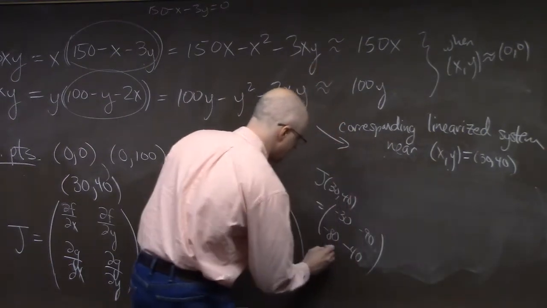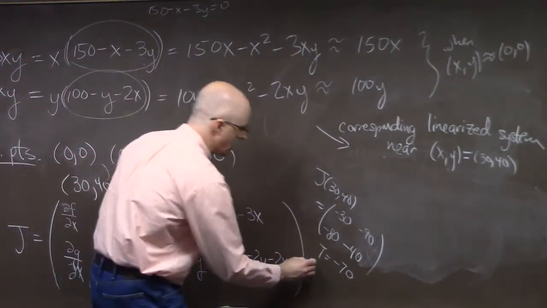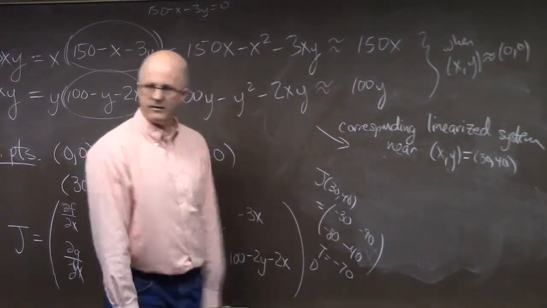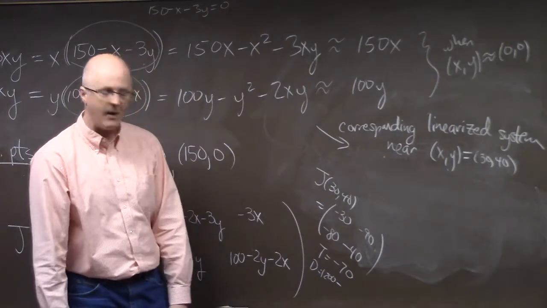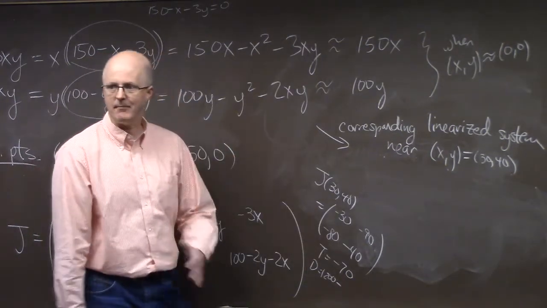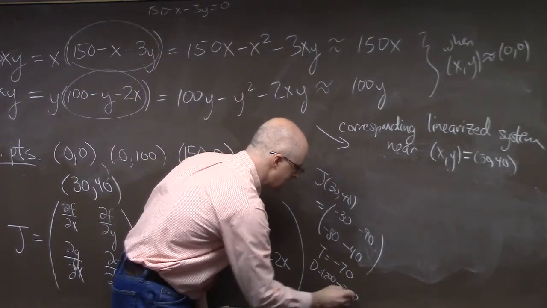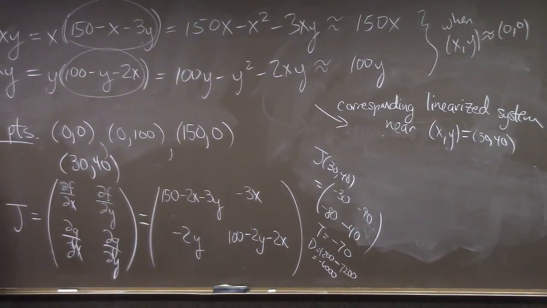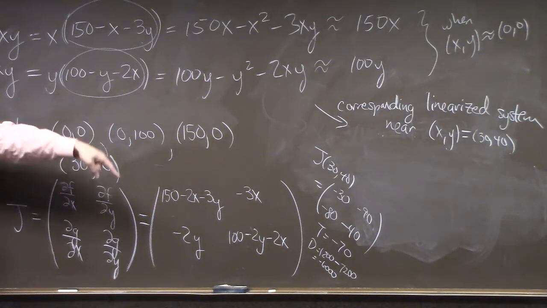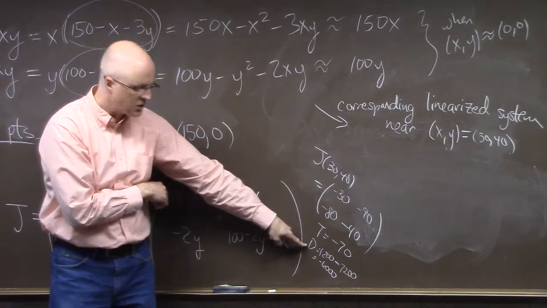The trace is negative 70, negative 30 plus negative 40. The determinant is negative 30 times negative 40, positive 1200, minus negative 80 times negative 90, minus positive 7200, negative 6000. Are the eigenvalues going to be both positive, both negative, one positive, one negative, or complex? You should be able to tell right away based on the trace and determinant. In fact, all you need to look at is the determinant.